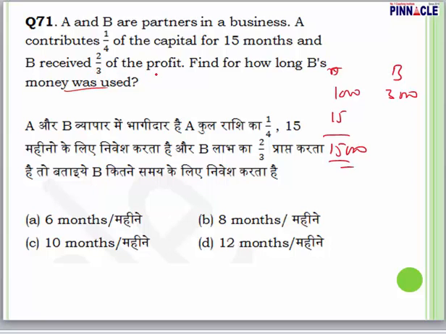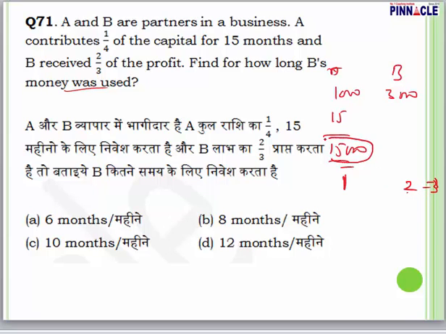And B received 2 by 3 of the profit. It means A will receive 1 by 3 of the profit. It means the ratio is 1 and 2. Total would be 3. If 3 is the profit, then A will receive 1, that is 1 by 3. It means B will receive 2, that is 2 from total, 2 by 3.